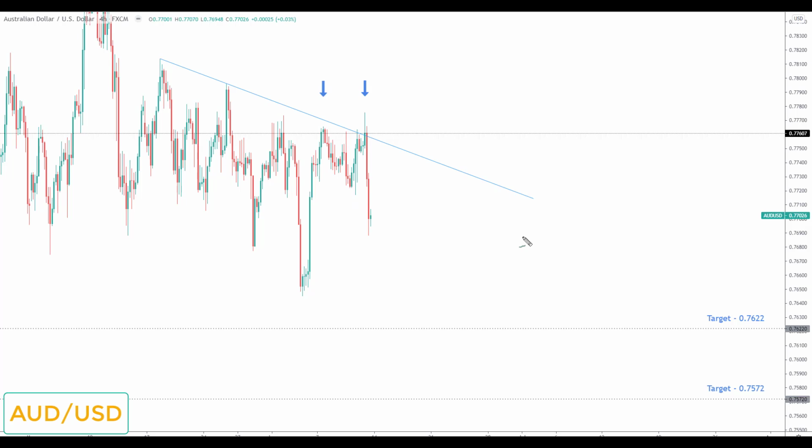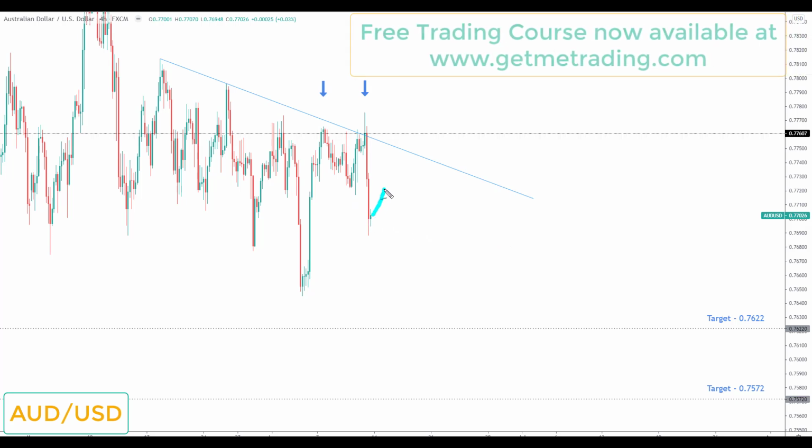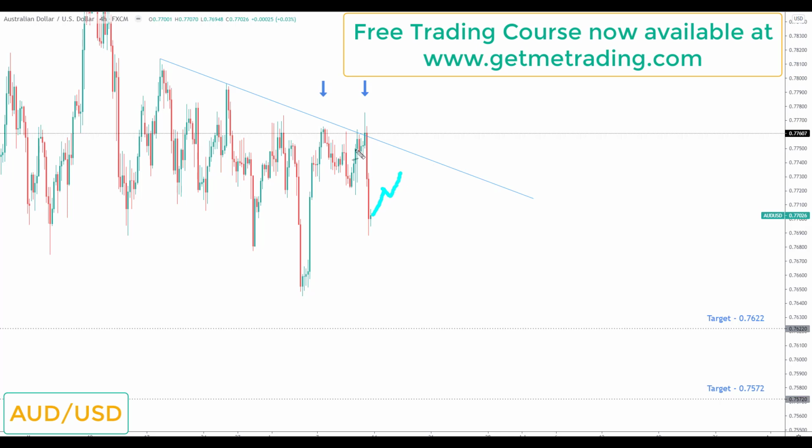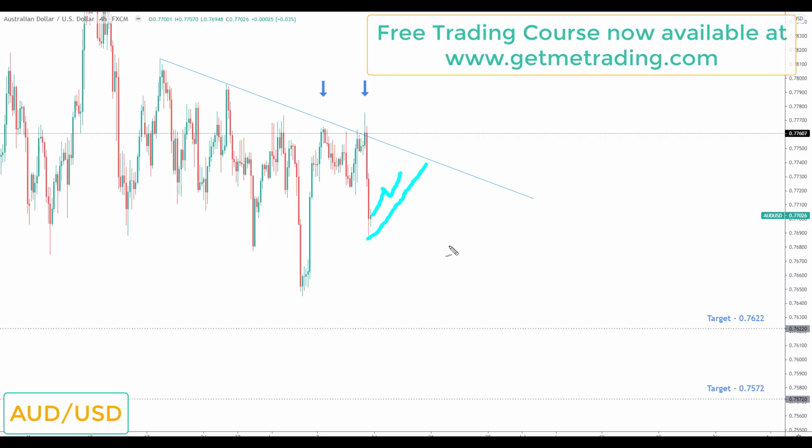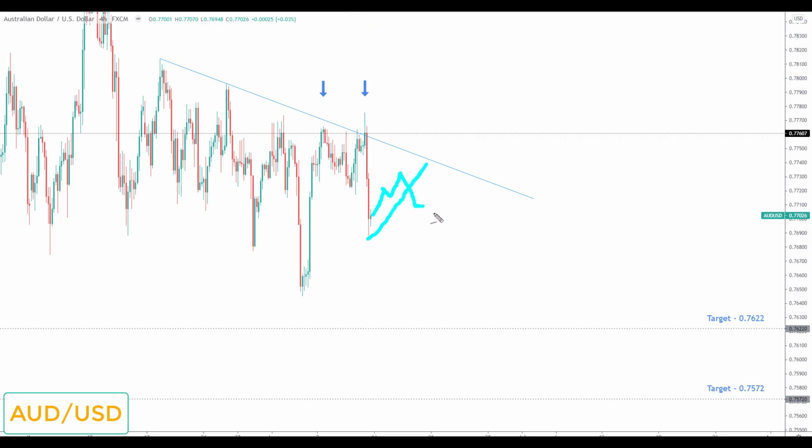So very simply put, going into next week, any pullback in this area is going to be viewed once again, for anybody not involved, as a great opportunity to start to look for bearish reversals in this market down towards the next key area of support to the downside and the target set at 0.7622.